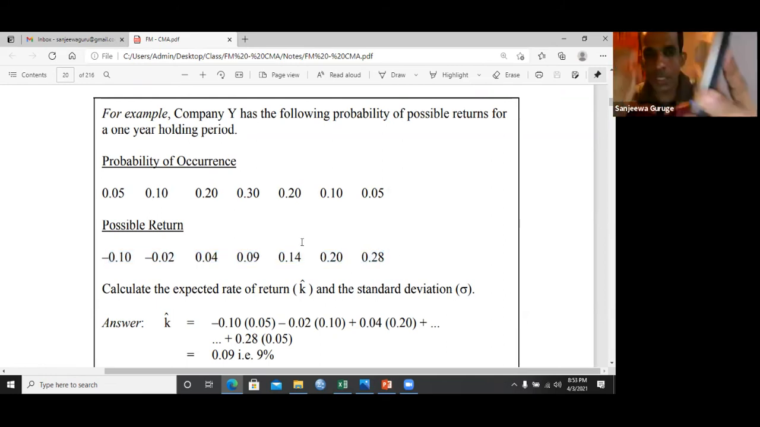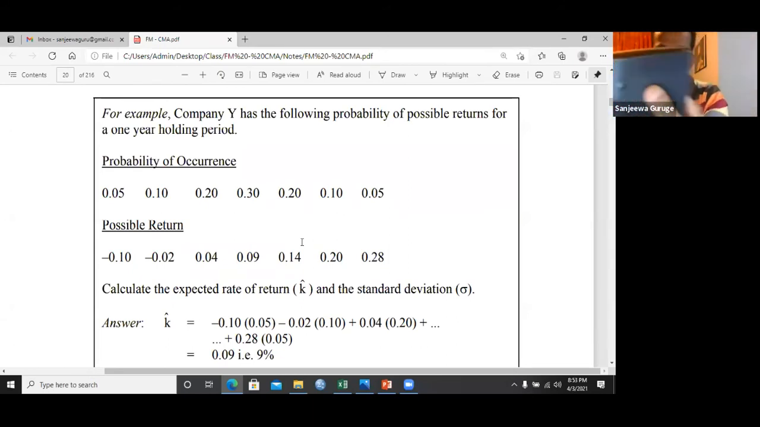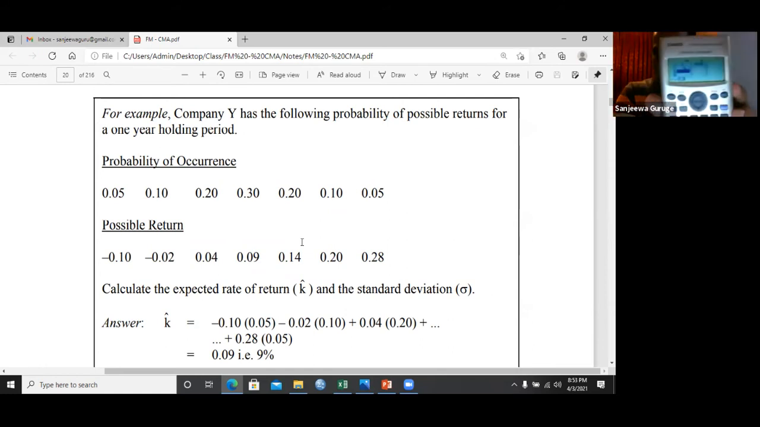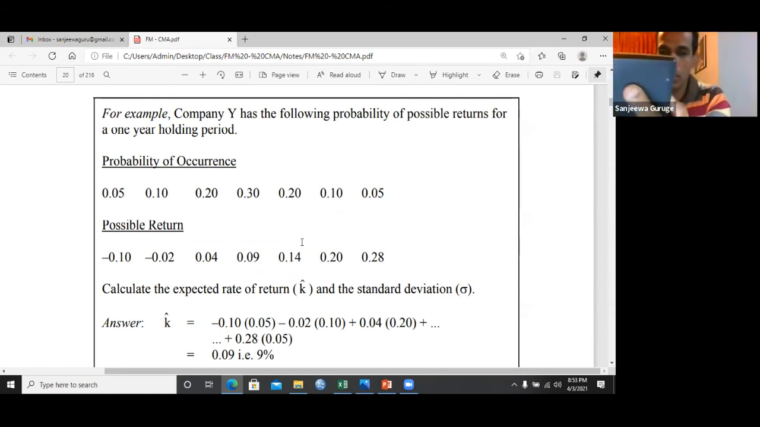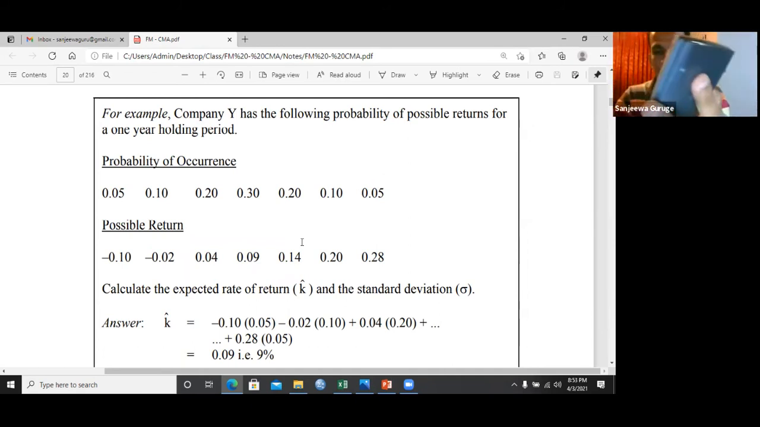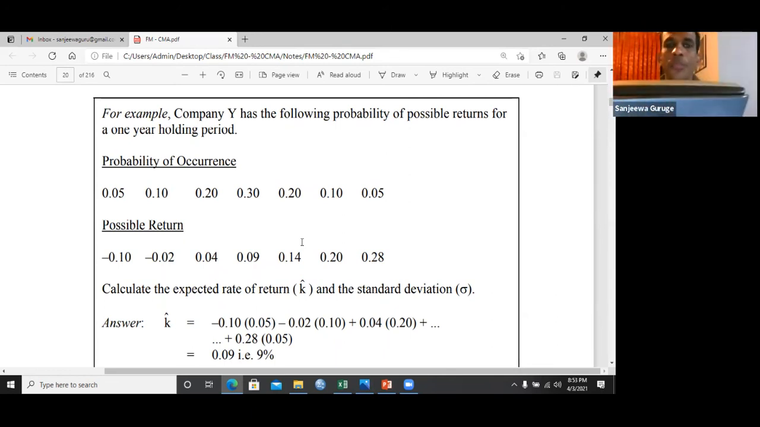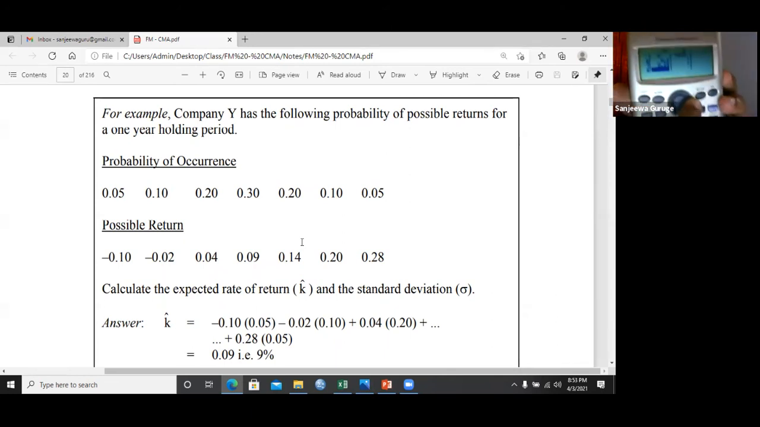So minus 0.1, then minus 0.02, 0.04, then 0.09, 0.14, 0.2, 0.28. You have to insert all the return data. When you have inserted all the return data, use this big black button to go to the next column and go up.